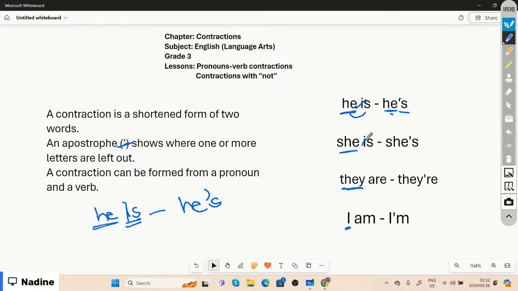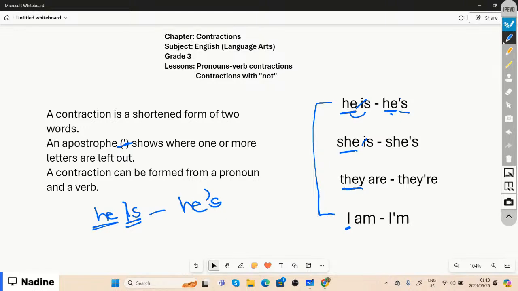We're going to leave out the I in "is," add an apostrophe, and then add the S. So the contraction for "he is" is "he's," "she is" is "she's," and "they are" is "they're." It's like saying "they are." "I am" is "I'm." So these are our contractions.